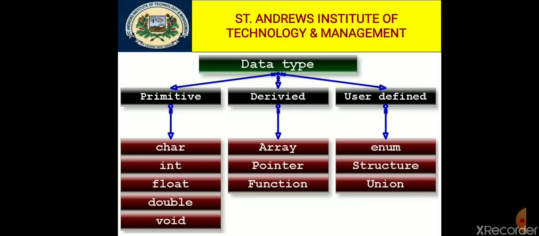Second one is integer data type. So integers are represented in C by int data type. Integers are whole numbers such as 1, 2, 10, 50, 90, etc. They have no fractional part.